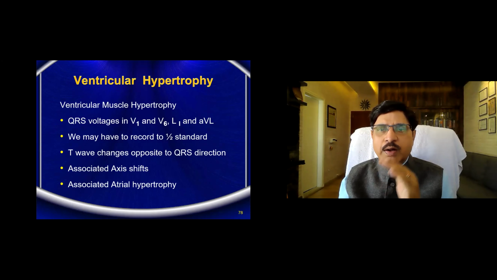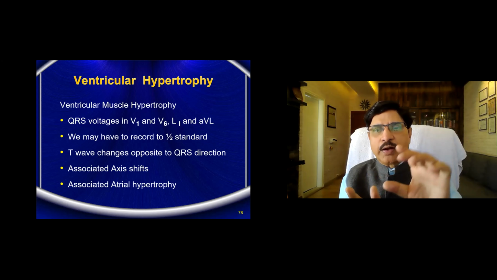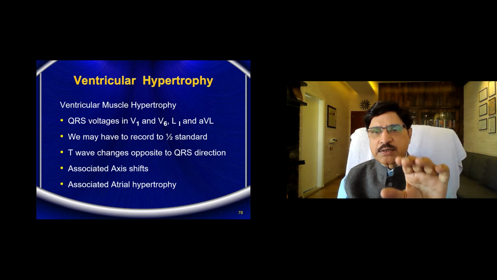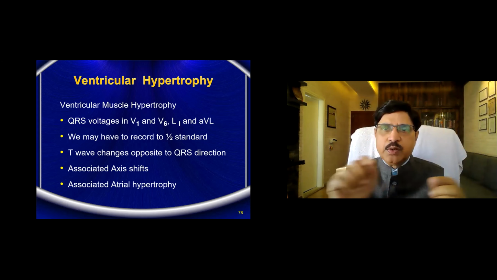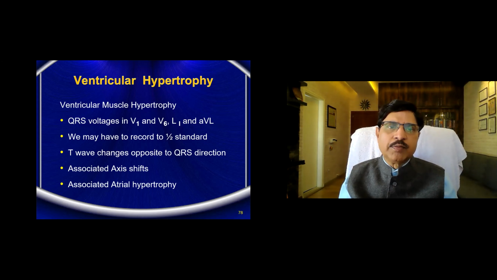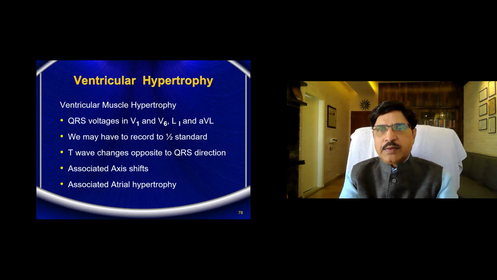We may have to record half standardization. Why? Because the ECG paper can accommodate only so much vertically. Let's say the ECG paper has a capacity for 60 or 70 small squares. If the voltage is very high, it will go out of the paper. Then you reduce the standardization to half so that the waves are compressed, and you multiply by 2 and work it out. T-wave changes are opposite in direction. This is very important. Whenever there is hypertrophy, the T-wave will be opposite in direction to the QRS.